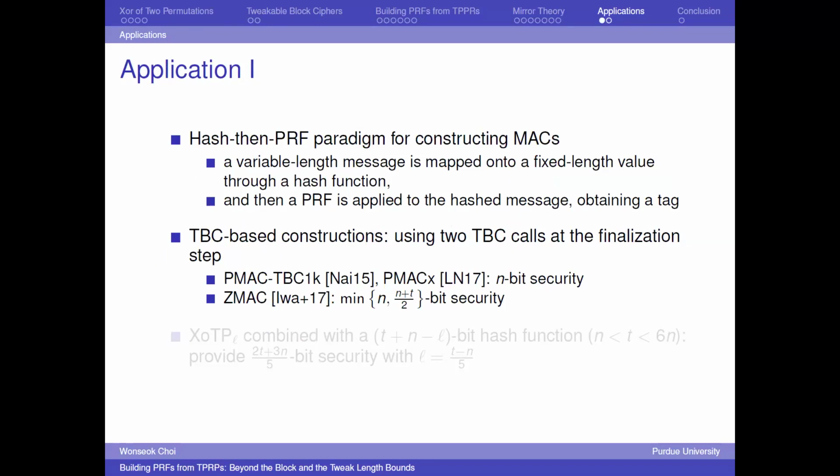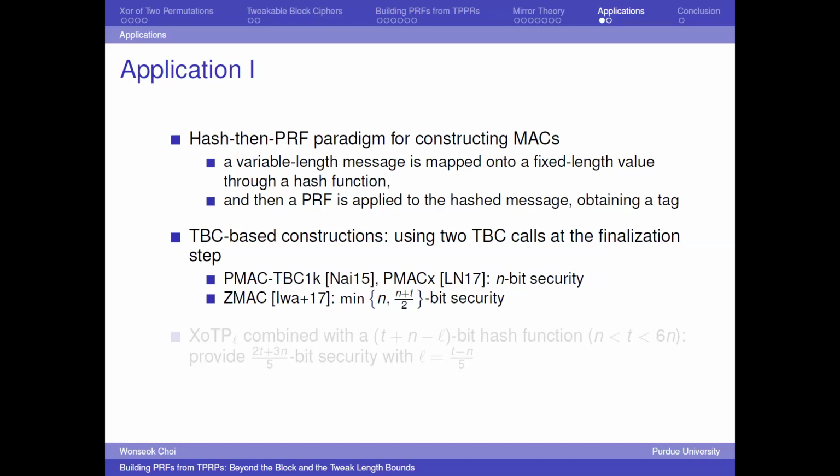So these are the possible applications. To be honest, using two TPRPs to make a beyond-birthday-bound PRF might be inefficient. So these are more like proof-of-concept applications. But yeah, we can do a bunch of things if we have a strong primitive. So let me explain more.